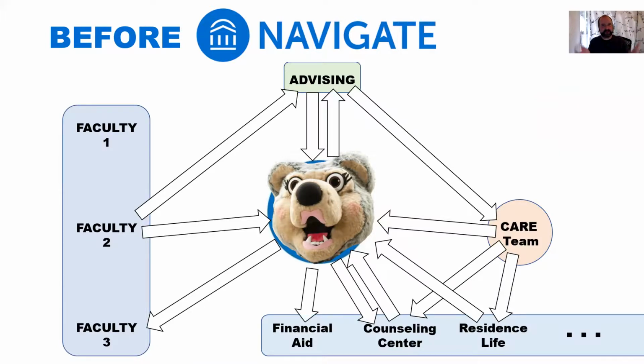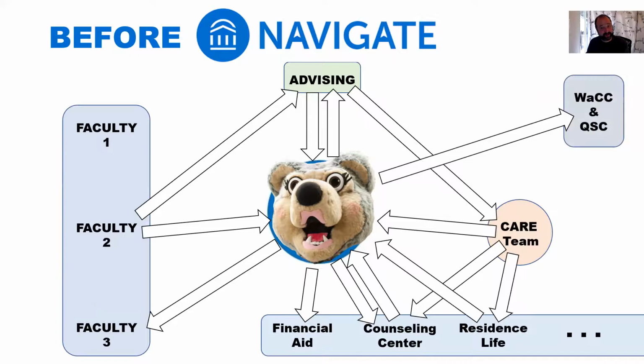And then she figures out her financial situation. Things start looking up for her. She gets back on track, and she reaches out independently to the Writing Center and the Quantitative Skills Center to get her classwork back on track.